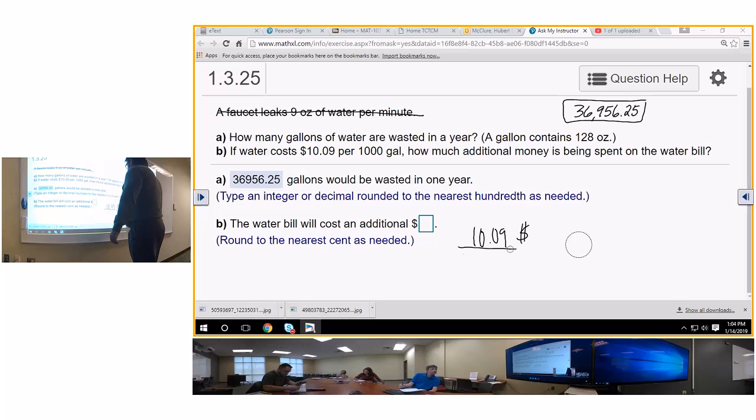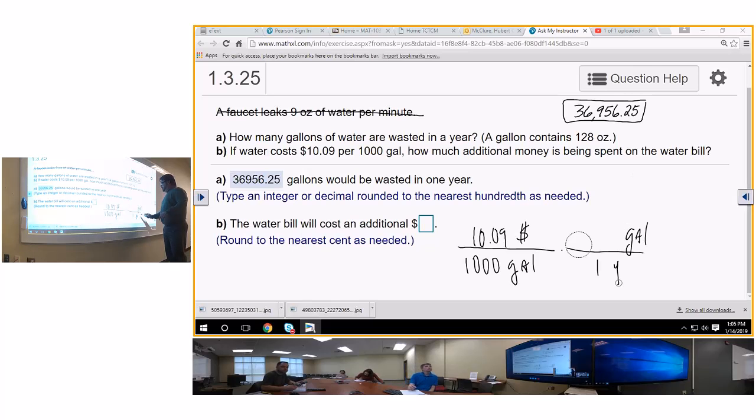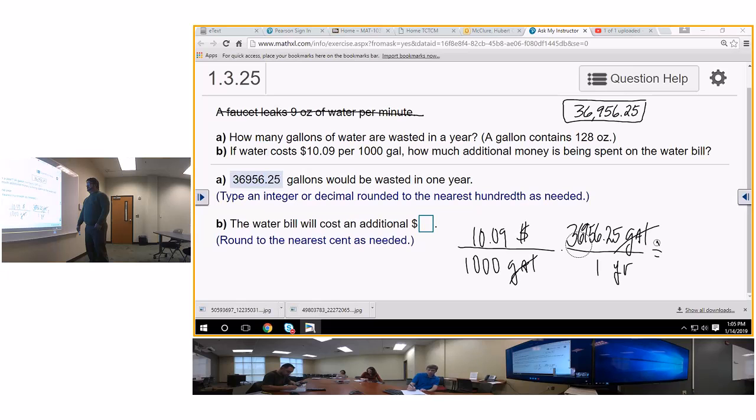$10.09 over 1,000 gallons. So if we want gallons to cancel, what's got to go up top? Gallons has got to go up here, and one's going to go there because it's per year, sorry, 1 year. So that's going to be 36956.25. Gallons cancel, and you're left with dollars per year. So if you get A wrong, you get the whole answer wrong. Yeah, pretty much.